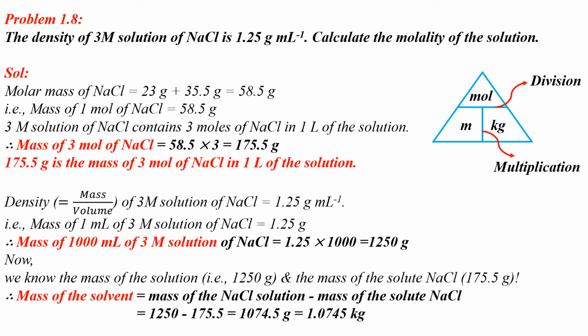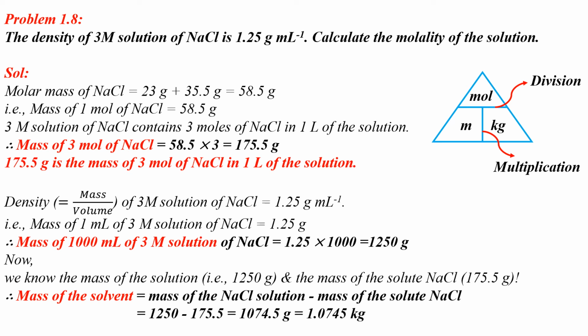Secondly, we must know the mass of the solvent in kilogram. We know a solution of sodium chloride contains the solute, which is NaCl, and the solvent water. So in order to calculate the mass of the solvent, that is water, we must calculate the mass of the solute, that is sodium chloride, in 3 molar solution, and the mass of the sodium chloride solution. Hence, let us calculate the mass of NaCl in 3 molar solution, or in other words, the mass of 3 moles of NaCl in 1 liter of the solution.